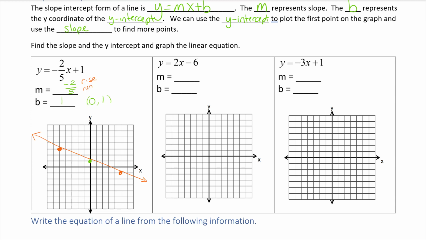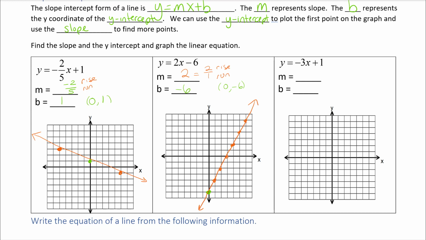On the next equation, my b is -6, and we can interpret that as 0, -6 on my y-axis. 1, 2, 3, 4. And I can go ahead and put that right there. My slope is 2. Now, we like slopes to be a fraction, so I'm going to rewrite that as 2 over 1. So I know that my rise is +2, my run is +1. So up 2, right 1, up 2, right 1 as many times as I can. And then I can connect my line.